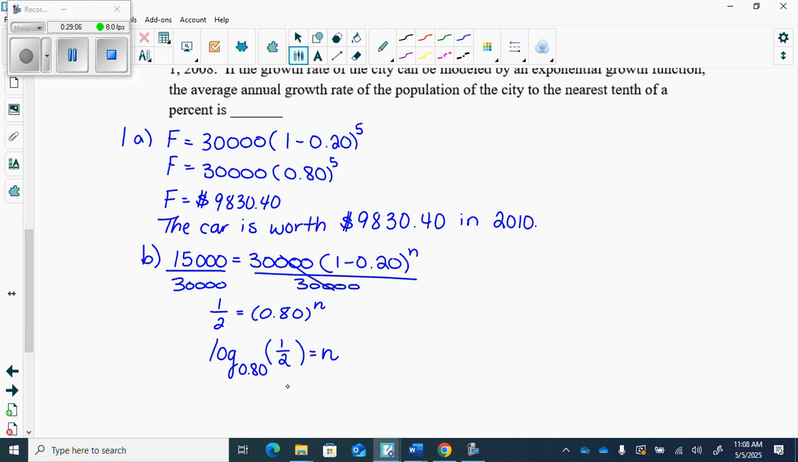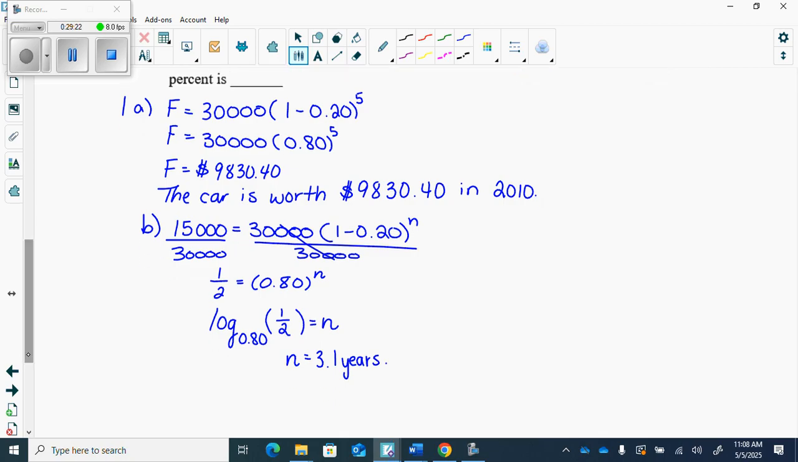Here's 10th of the year. So here, it doesn't say what year, it says how long will it take, right? If it said what year, you'd actually have to add it to 2005, but no. So it will take 8.1 years, 3.1 years, for the car to be worth half of its original value.